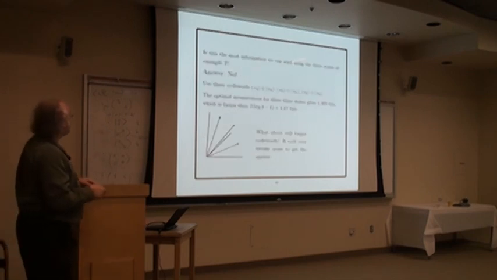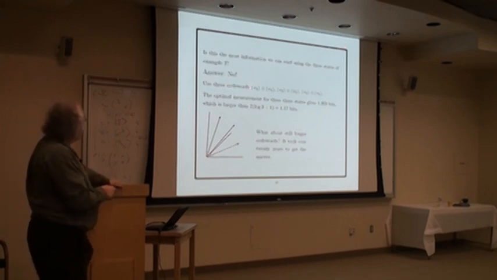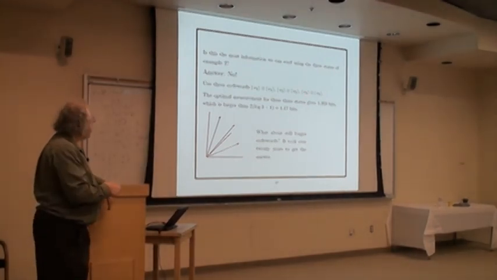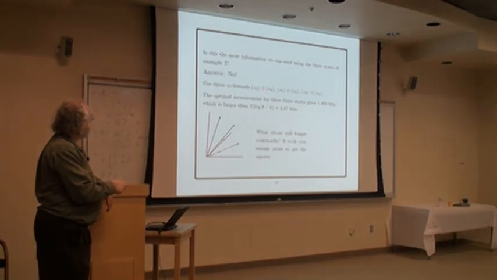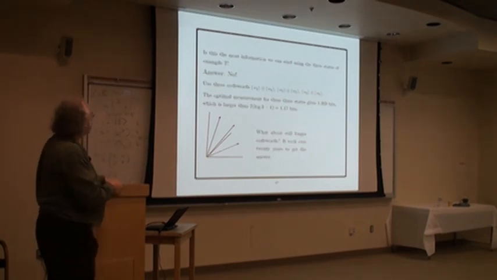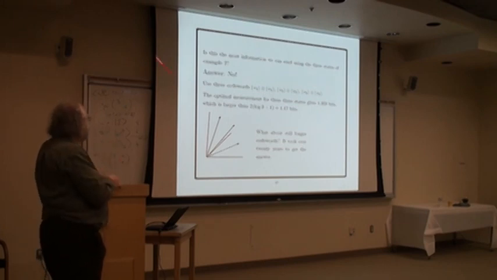And you can ask, is this the most information? And the answer is no. The reason is, suppose you use three code words. We're going to look at length two code words, V1 tensor V1, V2 tensor V2, and V3 tensor V3. These code words now live in the state space of two qubits, which is a four-dimensional state space. In fact, there are only three of these, so they lie in a three-dimensional subspace of this four-dimensional state space.